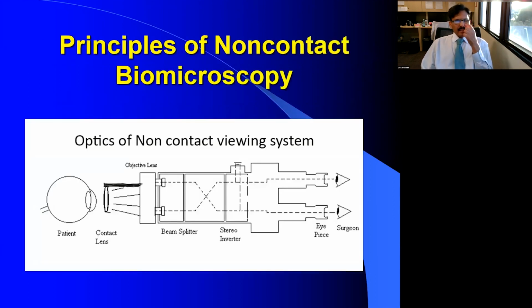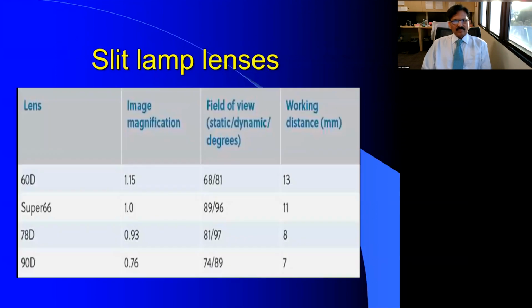So this is a comprehensive optics of the system. Patient's eye, you're putting your contact lens. This is a slit lamp, you're watching it here. So the distance between these two determines the amount of area you're going to see. And I'm going to go into various lenses and the optics of individual lens.